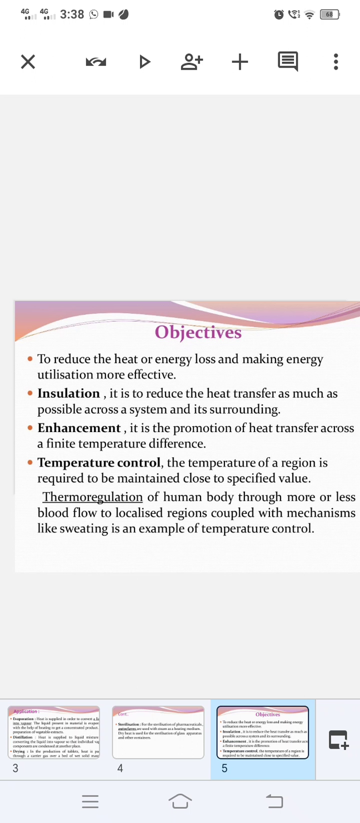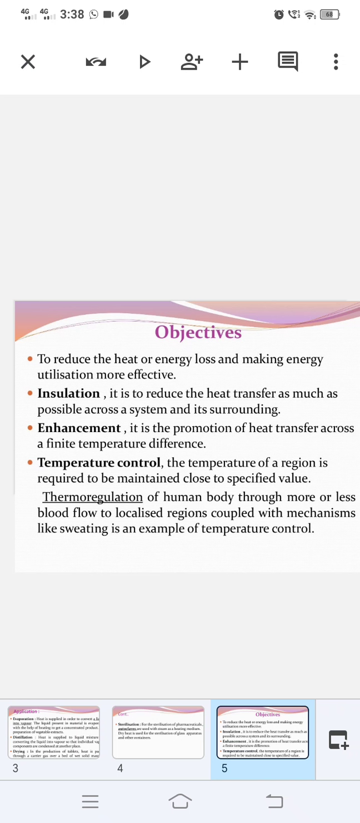Next topic is objective. Objective means what are the various reasons for this heat transfer mechanism. First one is insulation, second one is enhancement, and third one is temperature control, to reduce the heat or energy loss or make energy utilization more effective. Okay, this is the basic objective for heat transfer.